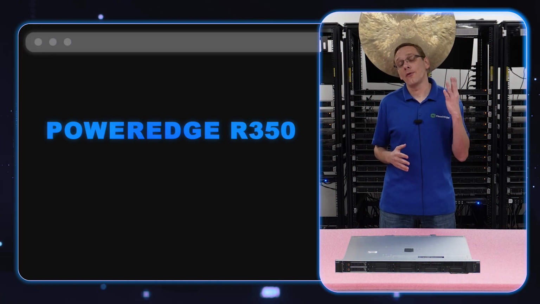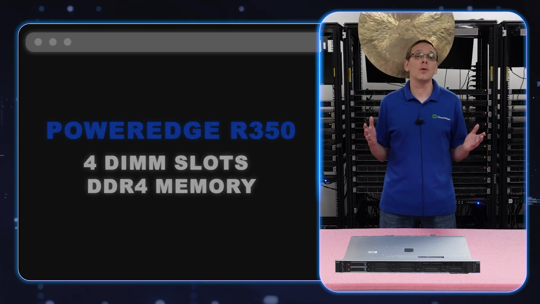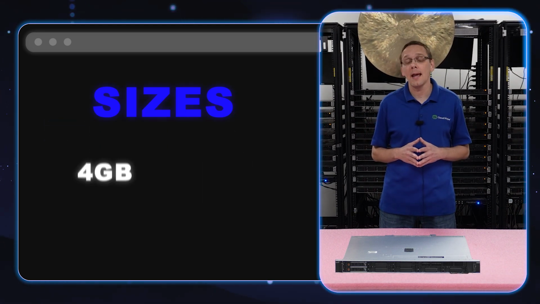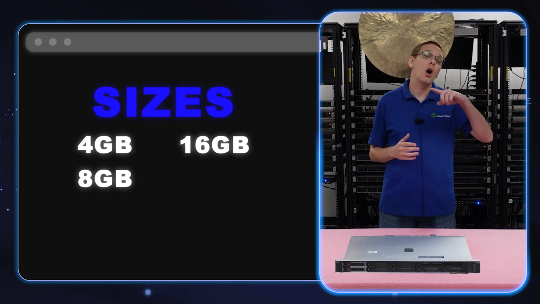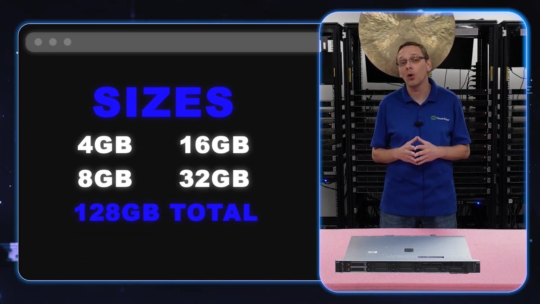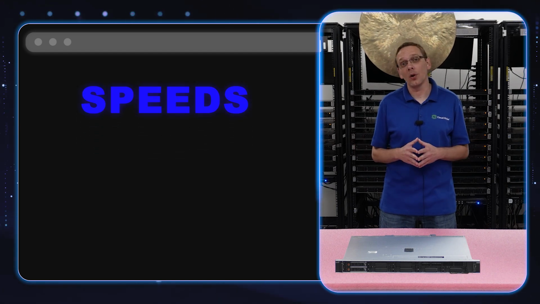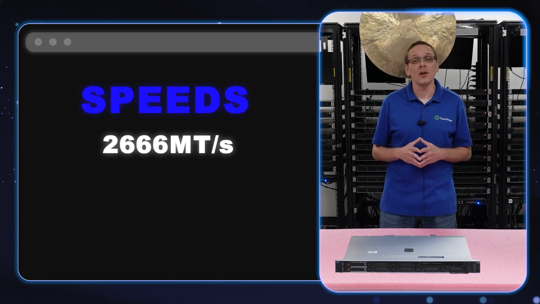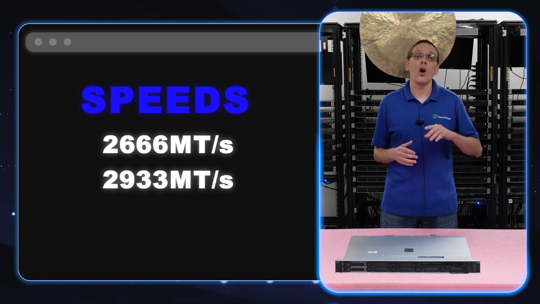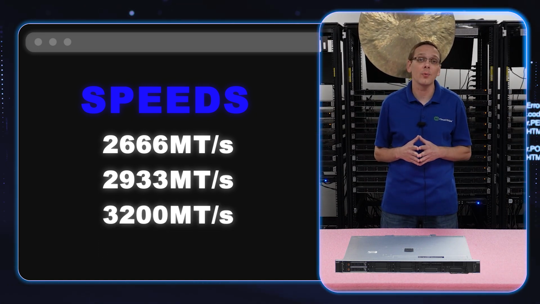Now, this video is gonna be specifically dedicated towards memory. So let's just hop into the good stuff. There are four DIMM slots inside. It runs on DDR4 memory. It can take a number of different sizes, as low as a 4 gig, an 8 gig, a 16 gig, or all the way up to a 32 gig, which means it can take up to 128 gigs total using four 32 gigs. You can use a number of different speeds. You can go as low as 2666, 2933, or all the way up to 3200, which is the fastest possible speed with your R350 server.